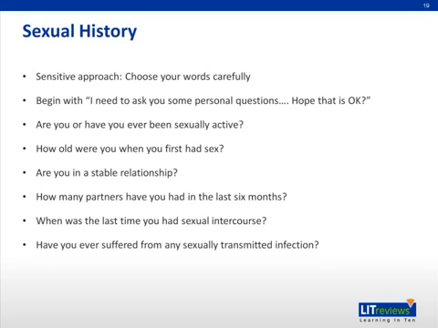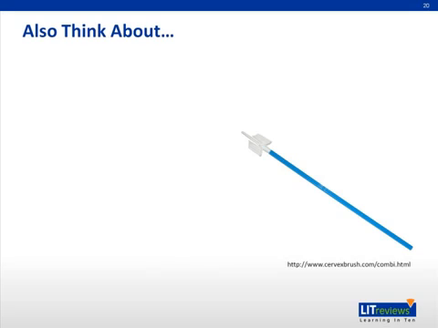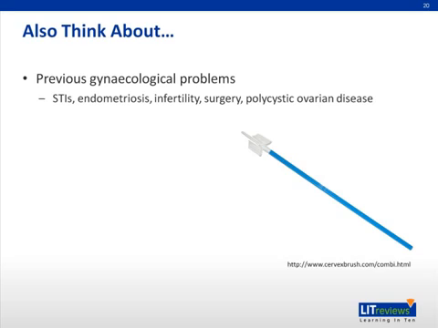Also important to know whether they've had any sexually transmitted infections in the past or any sexual assault or incest. Another important point to consider is domestic violence. Therefore, this should be questioned when appropriate. And finally, a few other things to consider. Previous gynae problems such as sexually transmitted infections, endometriosis, infertility, any gynae surgery, any polycystic ovarian disease may have a bearing on your history and should be inquired about.